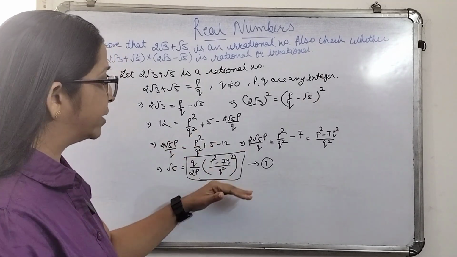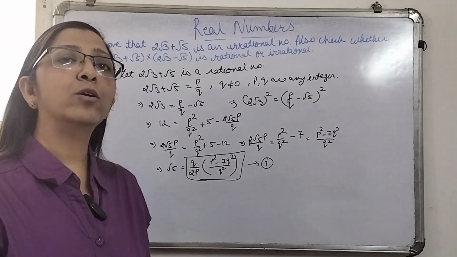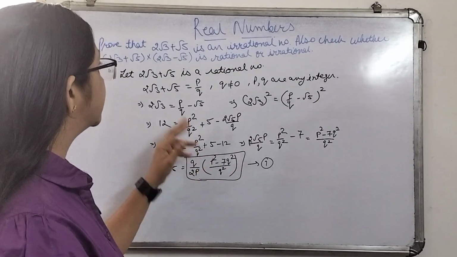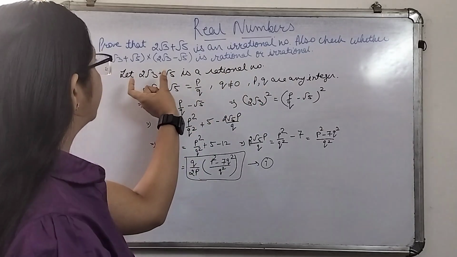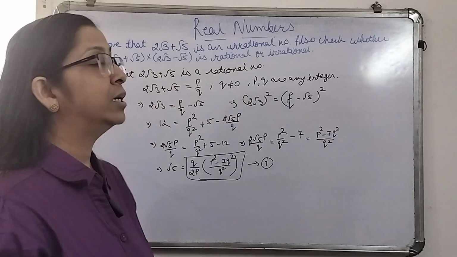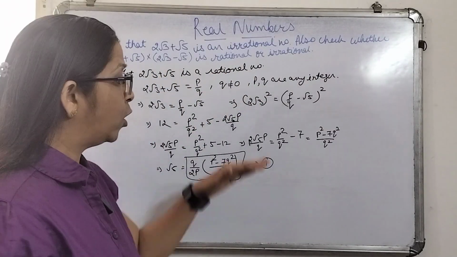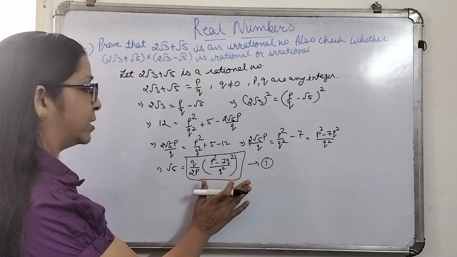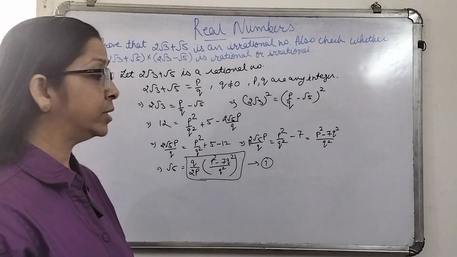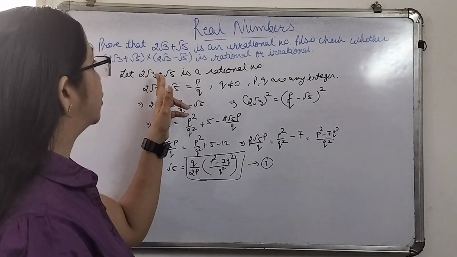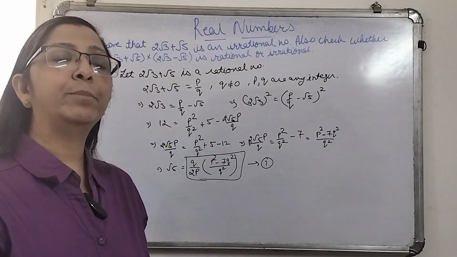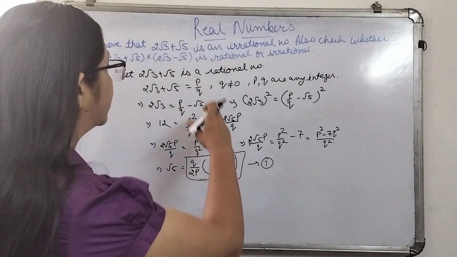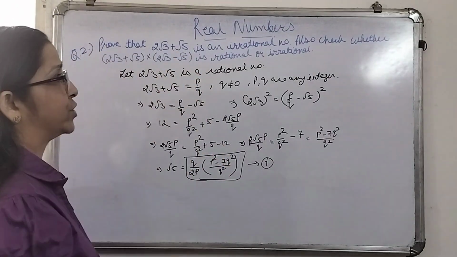That means why has this contradiction arisen? Because of our wrong assumption, and that means our assumption was wrong. It is basically an irrational number, it is not a rational number. All this we need to write: that this contradiction has arisen because of our wrong assumption, and basically it is not a rational number, it will be an irrational number. So this is how we can prove these types of questions.